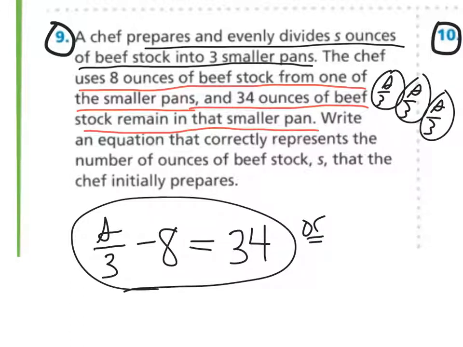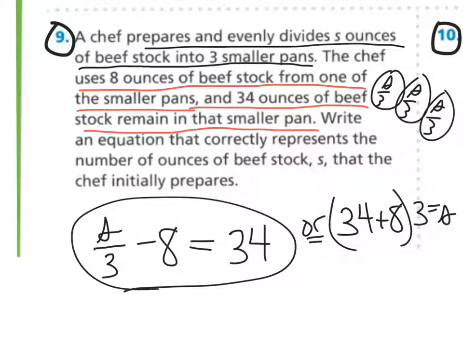A different way to do our equation would be working backwards and saying, well, we had 34 ounces that are in the pan. Let's add back the 8 ounces, and then let's multiply that by 3, and that would tell us how many ounces we had to begin with. Again, either one of those equations is fine.